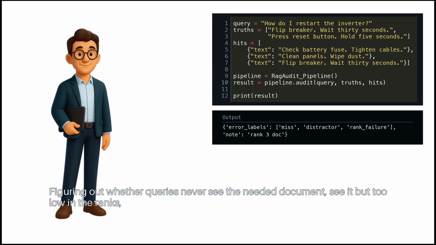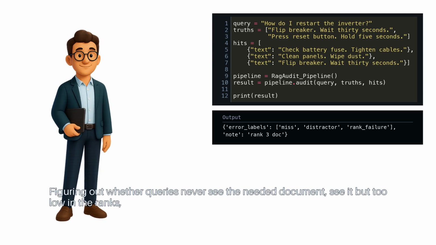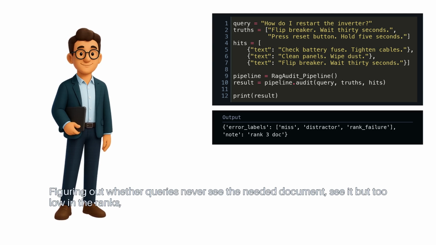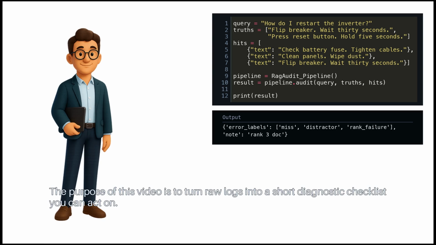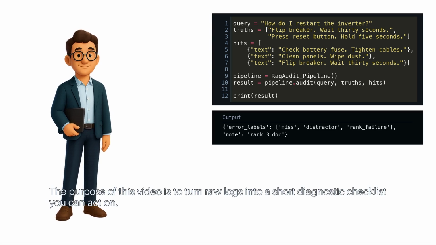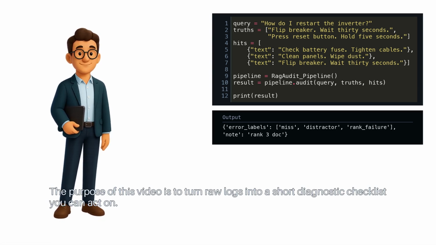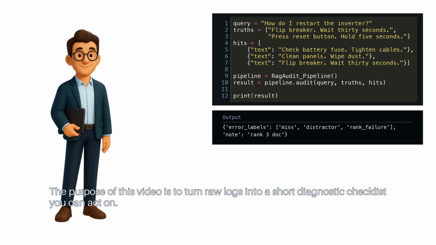Figuring out whether queries never see the needed document, see it but too low in the ranks, or are drowned by convincing distractors tells you which fix to choose. The purpose of this video is to turn raw logs into a short diagnostic checklist you can act on.